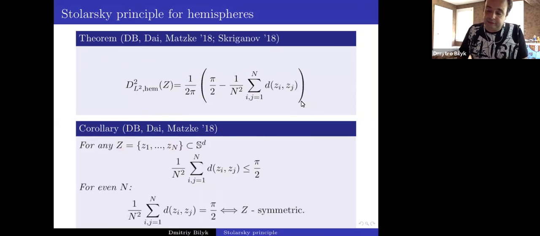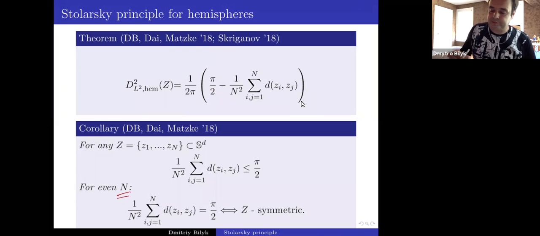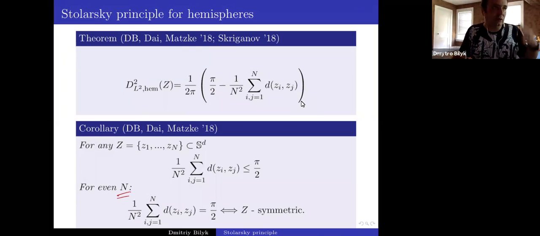So you can even easily prove that for even values of n, this bound of pi over 2 is achievable, and it's achieved if and only if your set of points is symmetric. Right? It's very easy to see. Well, for the hemisphere discrepancy, that means that, roughly speaking, almost every hemisphere should contain exactly half of the points. Okay, then this L2 discrepancy will be 0.